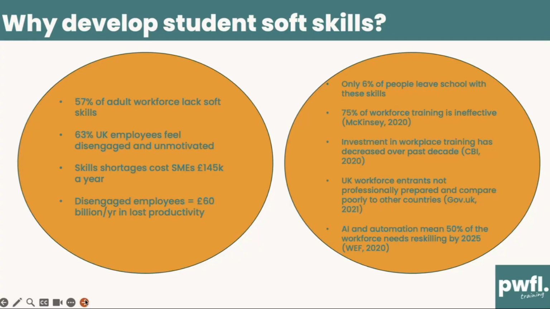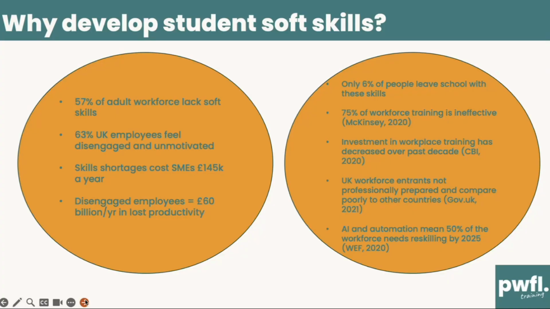And whilst adult training largely falls on workplace training, there was a decrease in workplace training over the past decade, and much of it was rated as ineffective. Looking globally, UK workforce graduates and entrants were really not prepared in terms of professional skills and were rated really poorly compared to other countries. And this was also in the context of COVID.